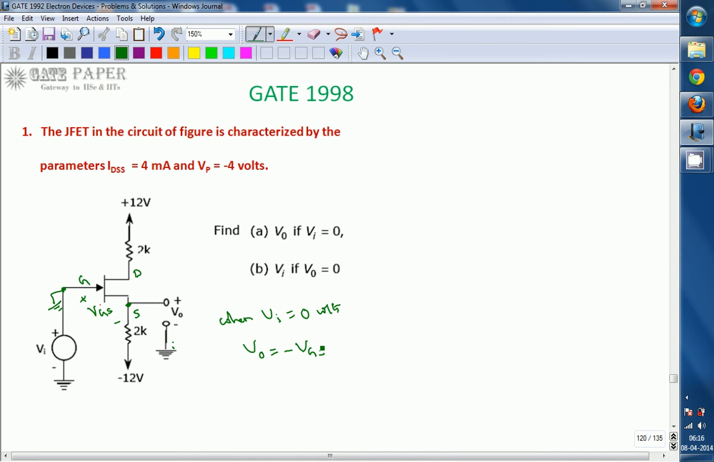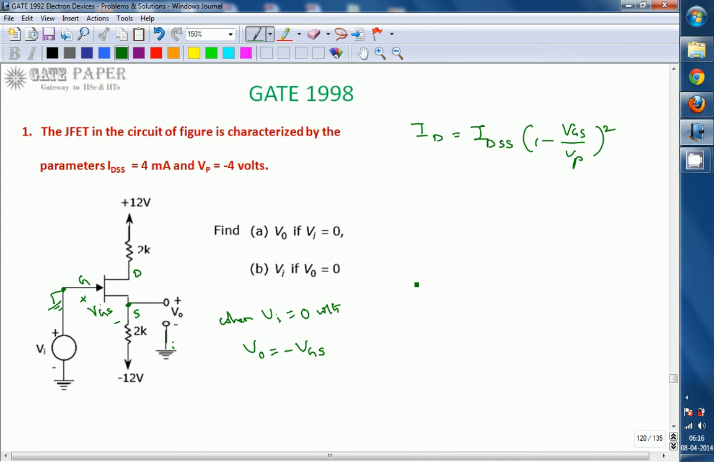Remember that, minus VGS. So if you know the VGS value, you know the output value. Output is simply the opposite sign of VGS. Now we are going to calculate VGS. For that, assume the JFET is in the on mode, that is saturation mode, and we know the drain current equation: ID is equal to IDSS into 1 minus VGS divided by VP, whole square.